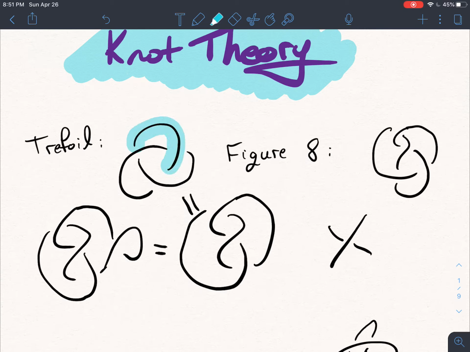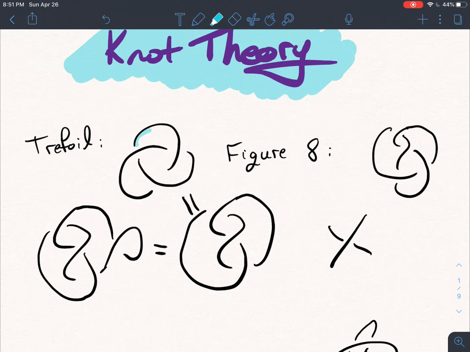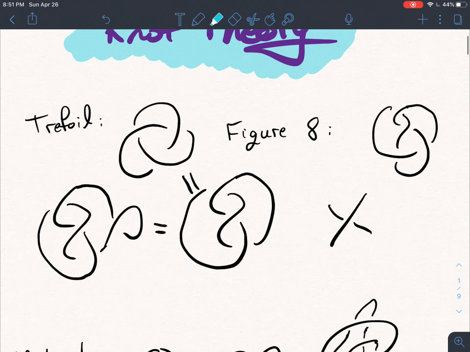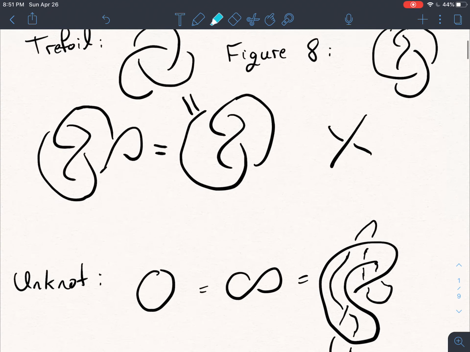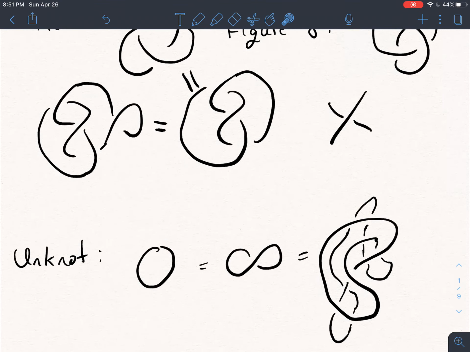Actually, maybe I shouldn't erase that yet. Anytime that you have a break in the diagram, you call this a crossing, and in your knot diagram, if you go from one crossing to the next crossing, that is called one strand of the diagram. So this would be one strand, this would be the second strand, and this would be the third strand of the trefoil.